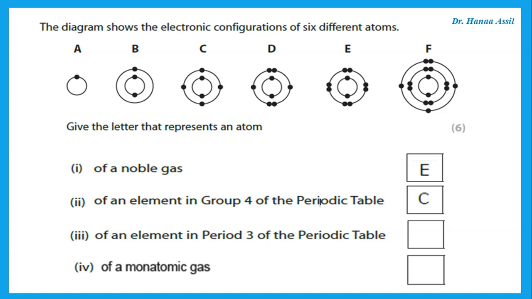An element in period 3. What do we mean by period 3? Period 3 means 3 energy levels. So I need something that has 3 energy levels. A monatomic gas is something that has a full outer shell, because that would be in group 8 or noble gas.